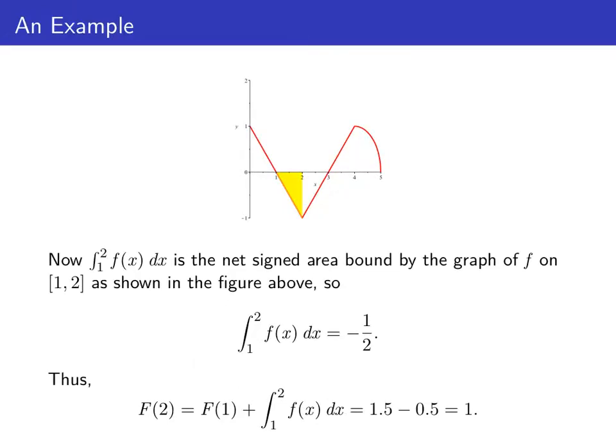And again, we can use the net signed area to determine the value of this definite integral. And in this case, the graph of f is below the x-axis. And so the definite integral from 1 to 2 of little f of x dx is going to be negative. And it's going to be the opposite of the area of this yellow shaded triangle of height 1 and base 1. So the integral from 1 to 2 of little f of x dx is negative 1/2. And we add that to the value of big F of 1 that we found previously. And so big F of 2 is 1.5 minus a half, or 1.